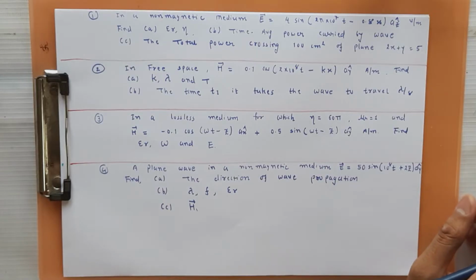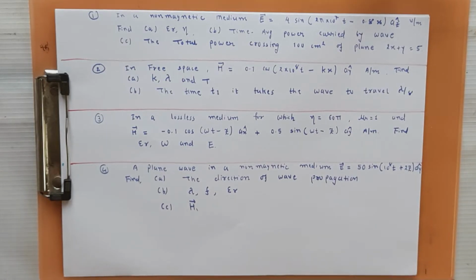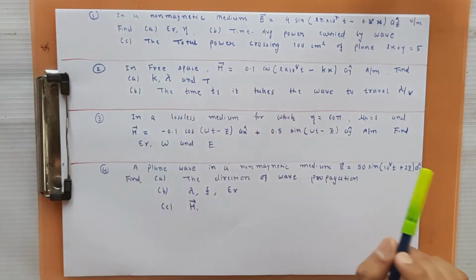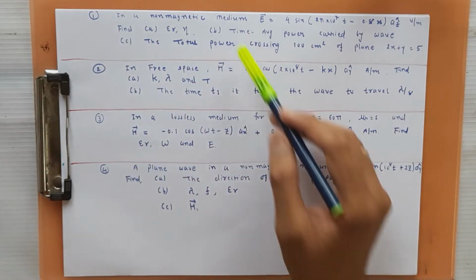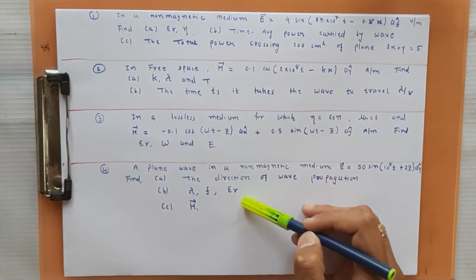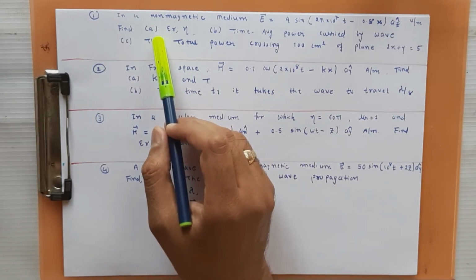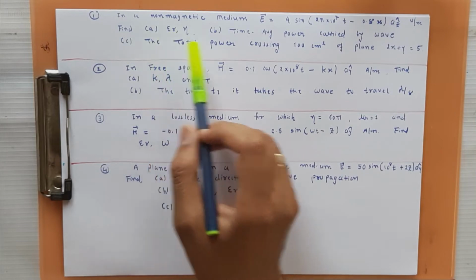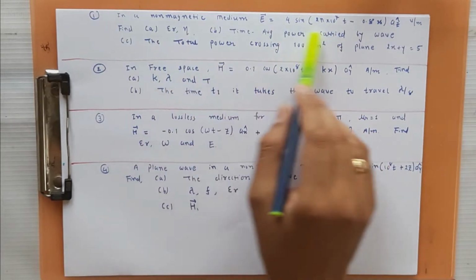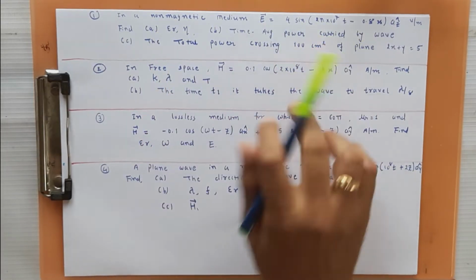Hello friends, so today we start a tutorial for chapter Uniform Plane Wave Propagation. Here we will solve a total of 4 numericals based on our chapter. In the last lecture I gave one assignment which is based on power and Poynting vector.